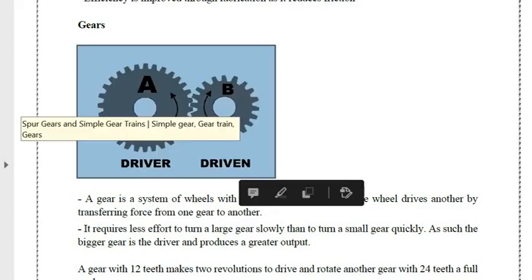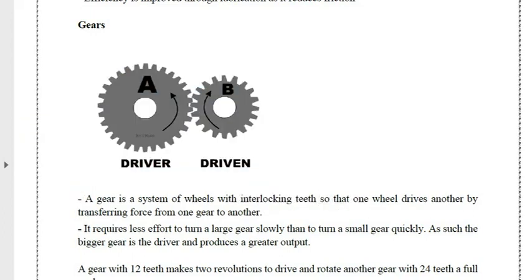So if we look at the gear in this question, we have gear A and gear B. Gear A is bigger, and we'll assume it's twice as big as B. So for every rotation that you make on A, you move B twice, depending on the type of gear. You may even rotate the second gear 4 times by rotating the first gear once. That's why it says here that it requires less effort to turn a large gear slowly than to turn a small gear quickly.